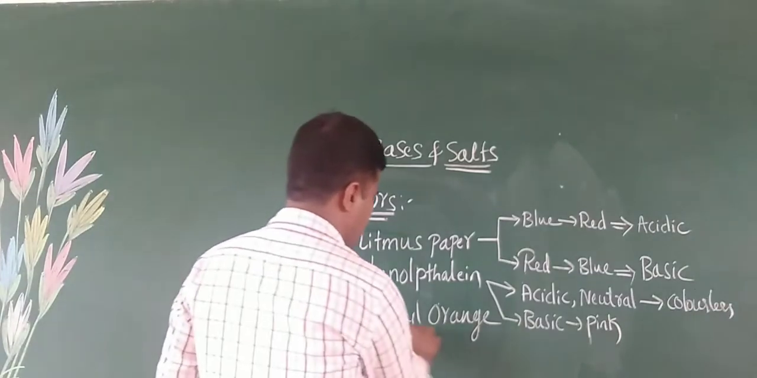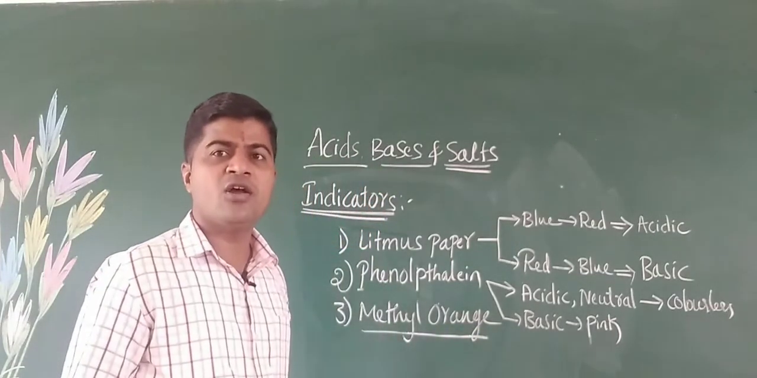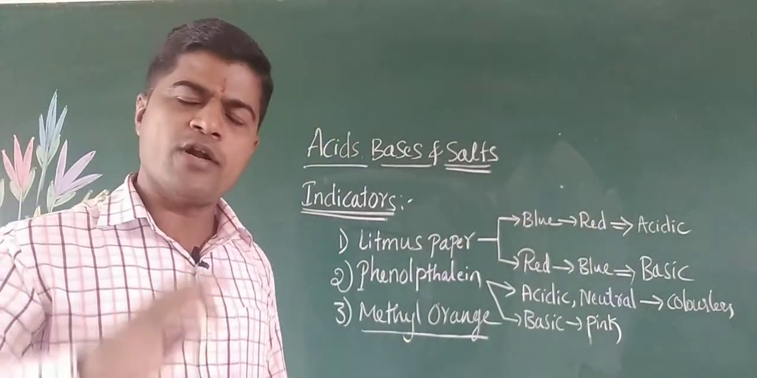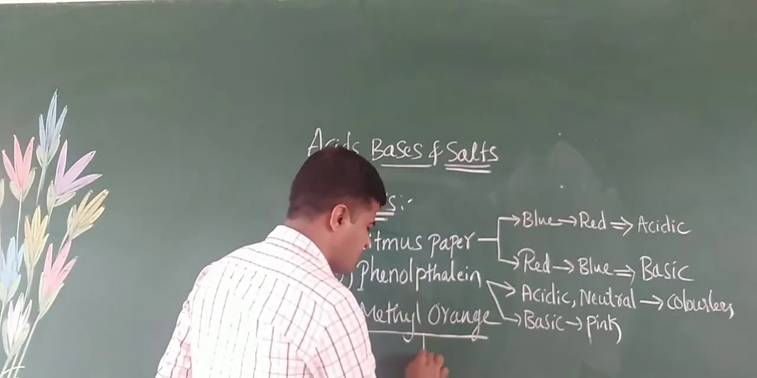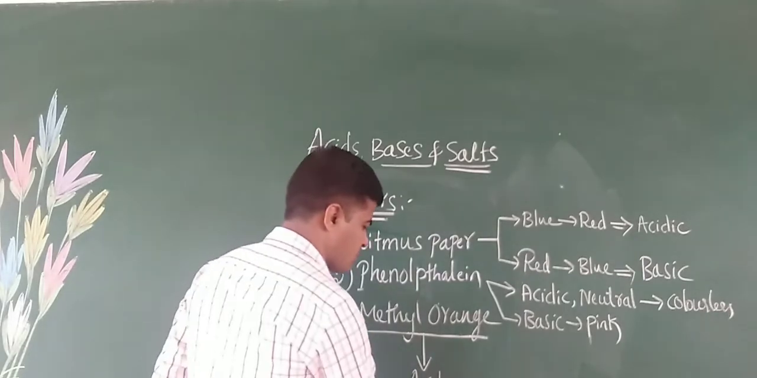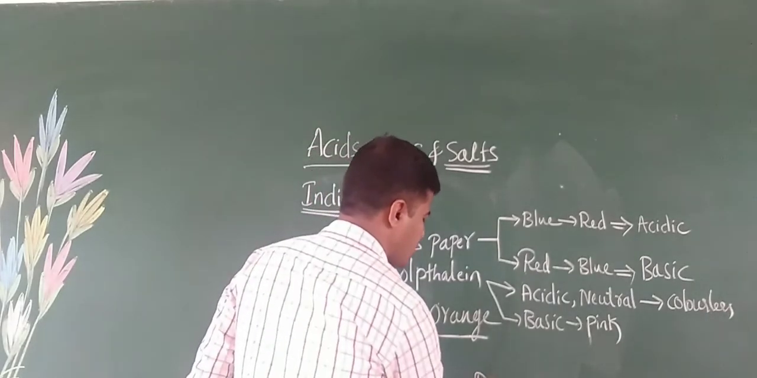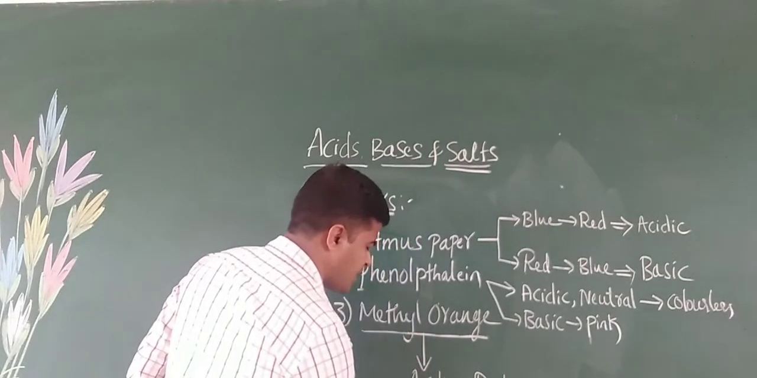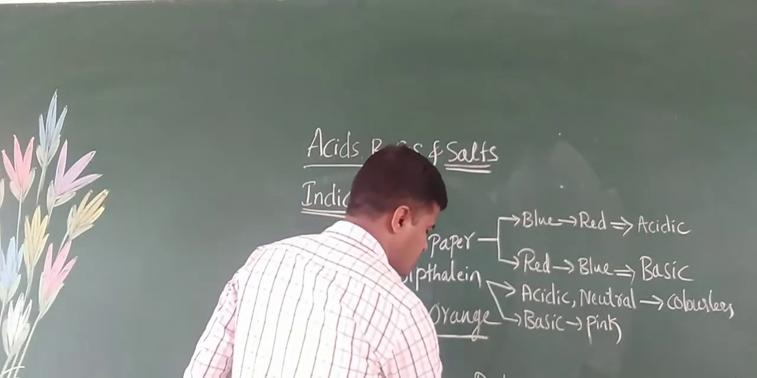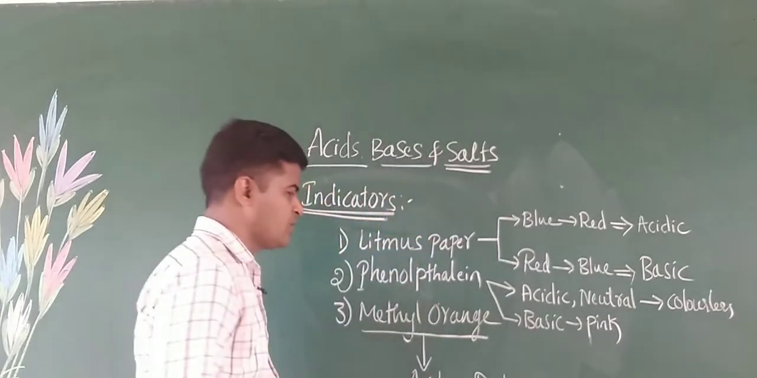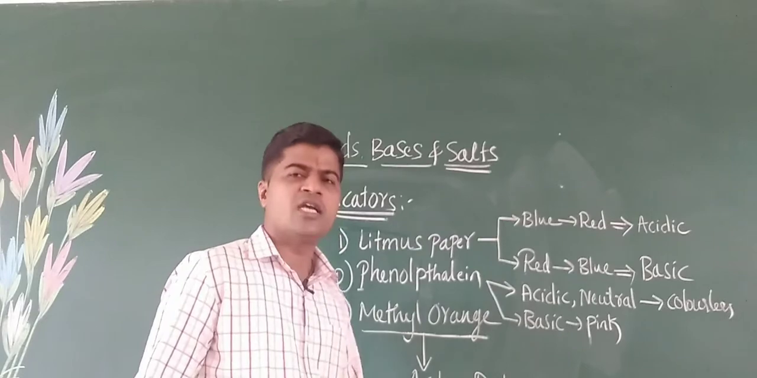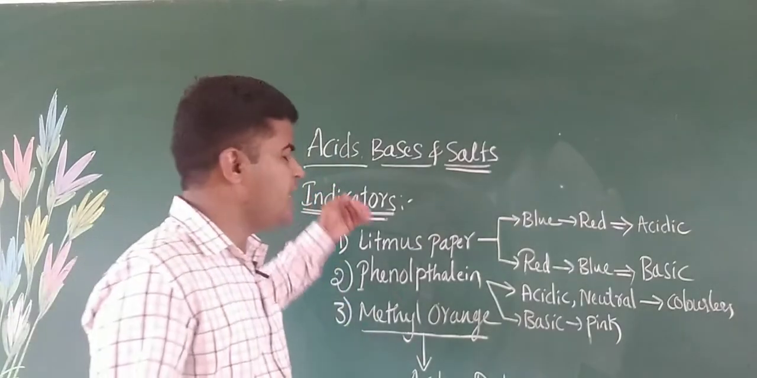Similarly, if you take methyl orange, in neutral it is orange in color only. But in acidic medium, it is going to be red. In basic medium, it is going to be yellow. Methyl orange, in acidic medium it is red in color. In basic medium it is yellow in color. This is about the indicators.